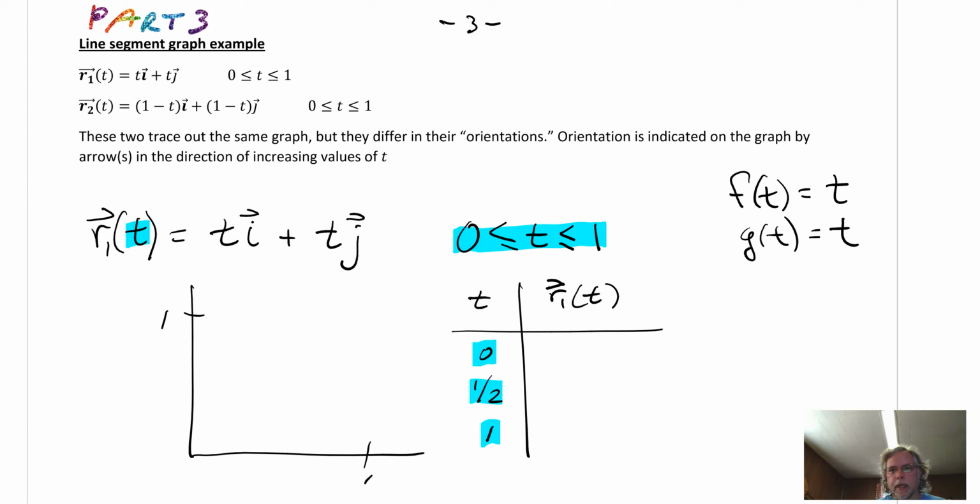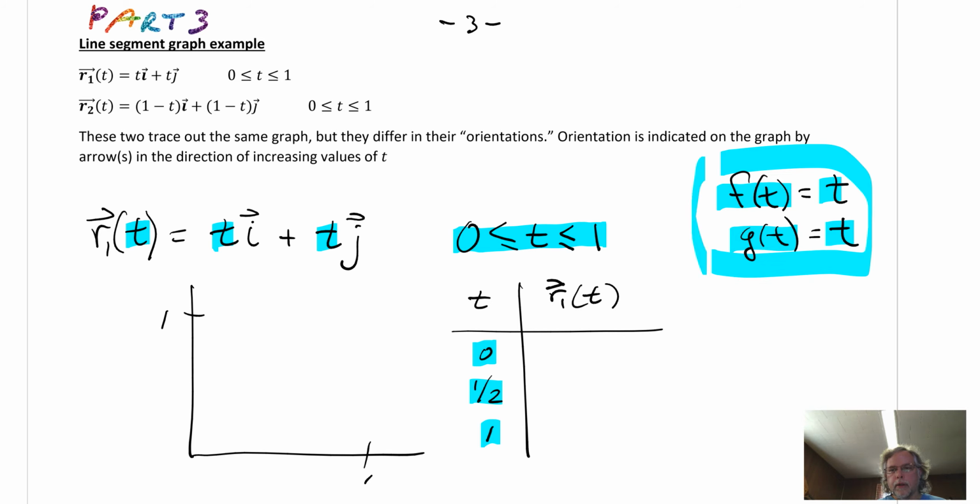This is a little bit of a side note, but I just want to point out, because we were talking about it earlier, the component functions f of t and g of t. They, in this case, are both equal to t. I just emphasize that these are real valued functions, compared to R1 of t itself, which has a vector output, which is this expression right here. Let's go ahead and complete this table.